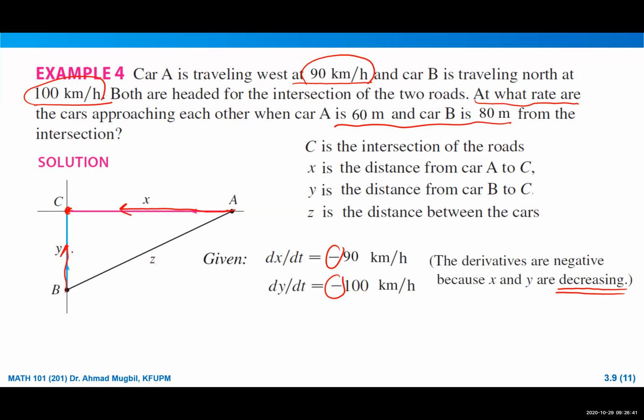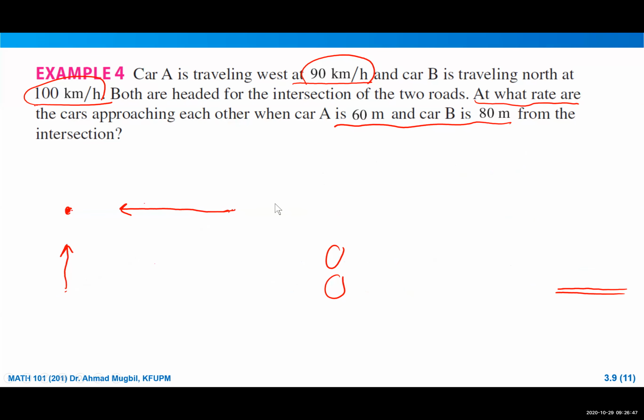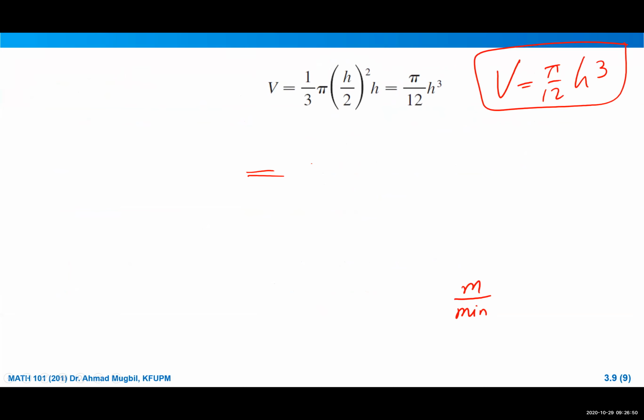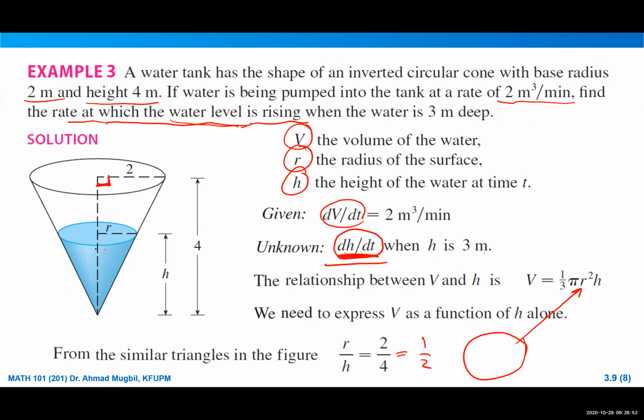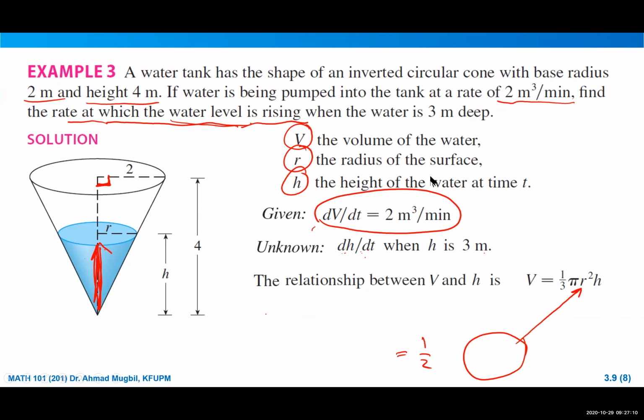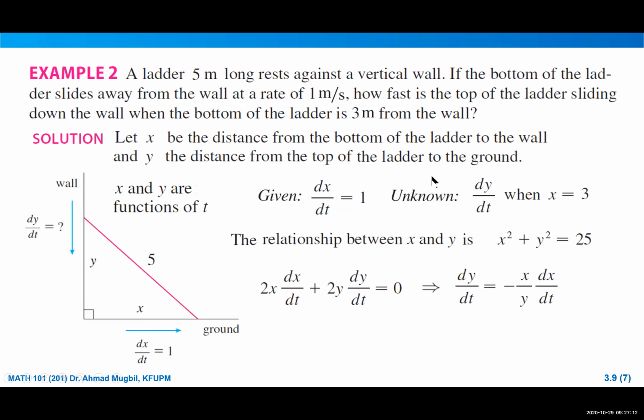Also here, we didn't meet such a case in the previous examples. Let's go back and watch them. For example, in this example here, the level of the water, is it going to increase or decrease here? It will be increasing, yes. So the rate of change, the volume will be increasing, so it is positive. Let's go to example 2.